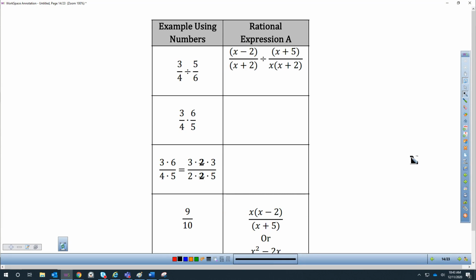All right, so here's a walkthrough of the division problem for you. So again, we have the example using rational numbers over here, and we're dividing those. And then over here, we have the rational expressions we want to divide. If we look over here, the first step they did is instead of dividing by 5/6, they multiplied by 6/5.